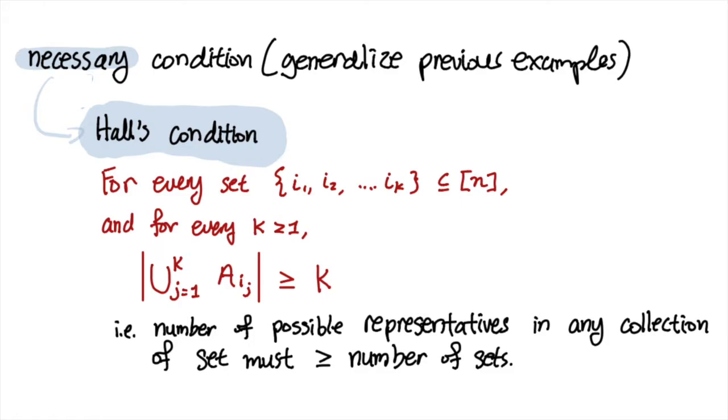For the previous slide example, which does not have an SDR, the condition obviously does not hold, since there is k equals 3 for A1 to A3, and the size of their union is only 2, which is x and y. The necessary condition is pretty trivial, I guess.